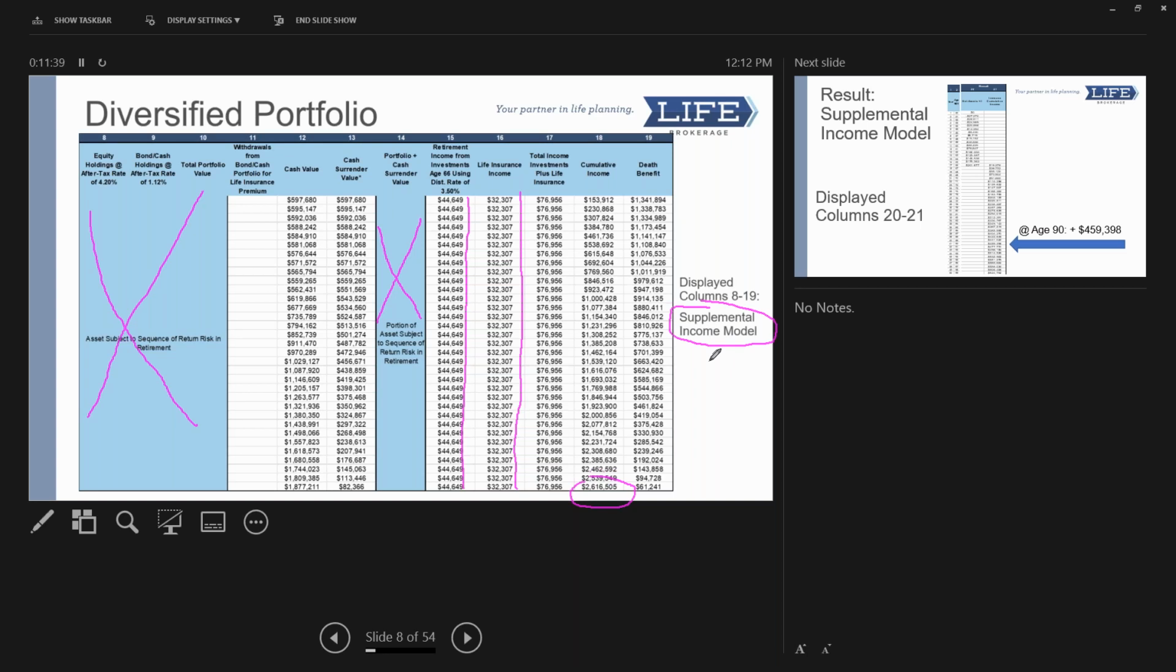What supplemental income model means is that every year you will pull from the cash value life insurance, just like we typically sell: pay premiums for X amount of years, take income for Y amount of years. Now, it works, it's successful, it's easy to explain.